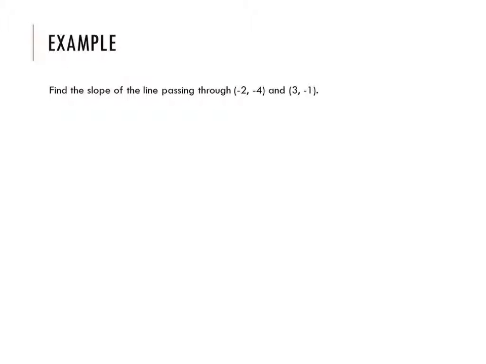So can we find the slope of the line that passes through 2 points? We sure can. We're going to use our formula: y2 minus y1 over x2 minus x1. And I would say if you do not have your formula memorized, write it down on every single problem until you have it memorized.